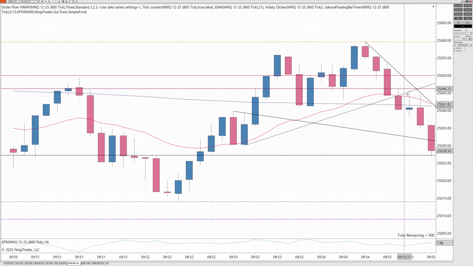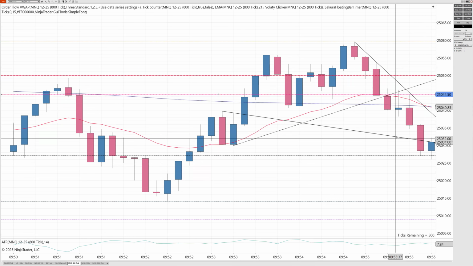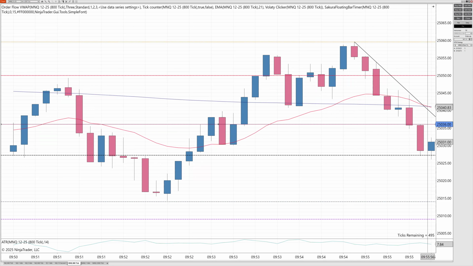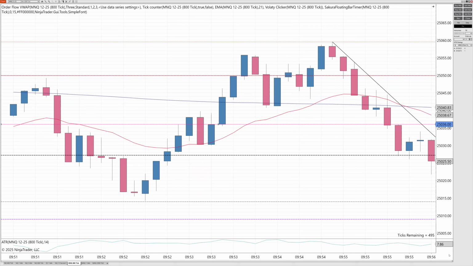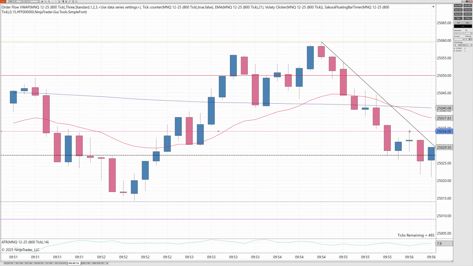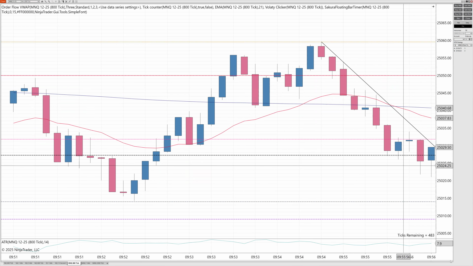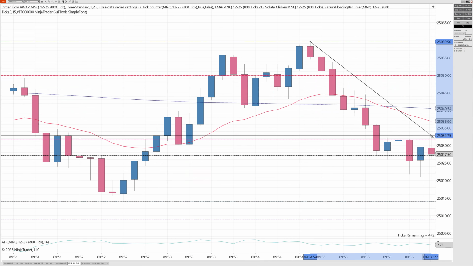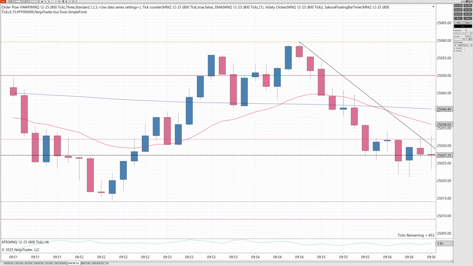Okay, runner still running. And then back to the prior all-time highs. Runner is still running to the downside. Okay, runner just got taken out, by the way, right there. So this would be a bearish signal to come down.